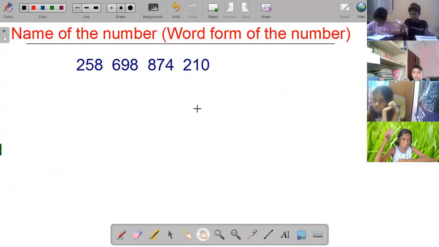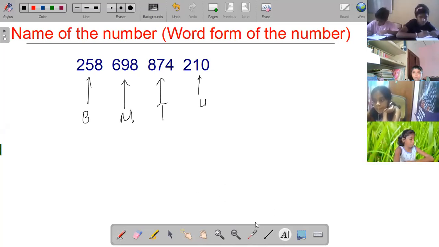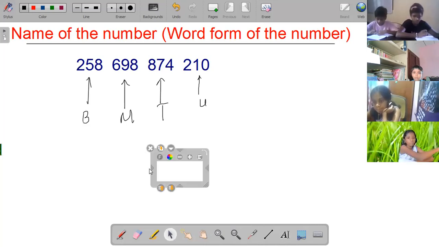Right. First I will write the period names shortly, short forms. This one is unit period, no? This one is thousands period, okay? This one is millions period. This one is billions period, okay? That's a short form I wrote, only first letters. It is not compulsory. Compulsory means anivarya naha. But if you write this one, it is easy for you. Right?